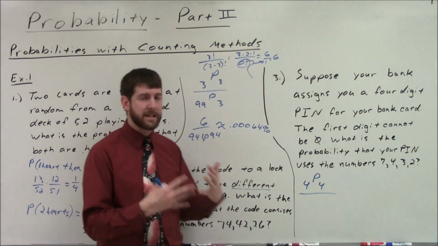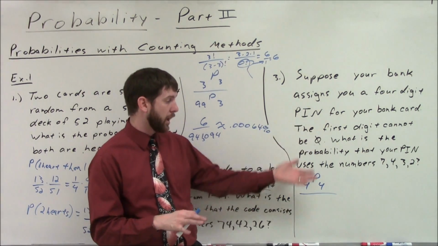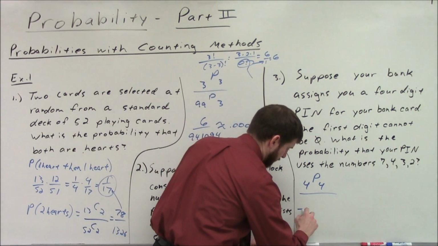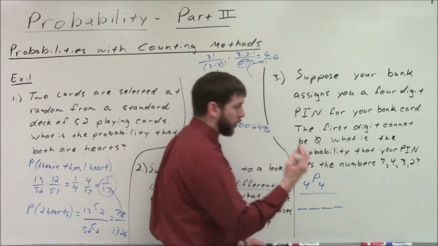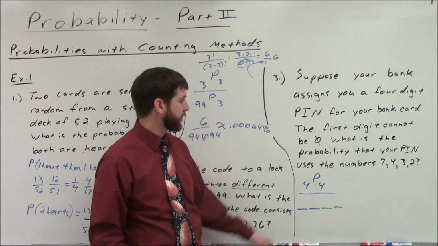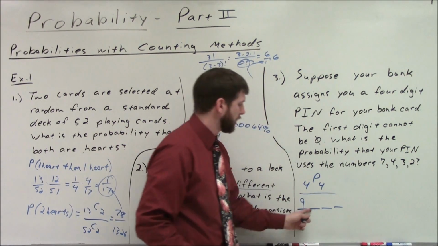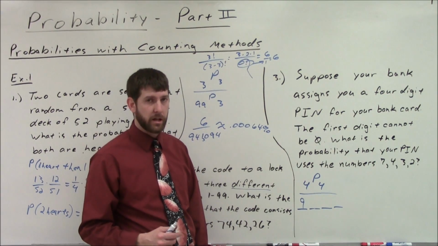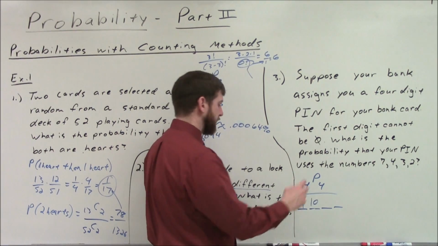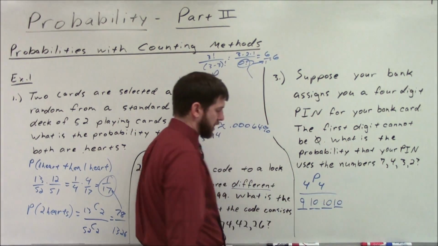So because items can repeat, we don't care about order and all that other stuff for the denominator, which is the possible pins. We care about counting principles. So we have how many slots to fill? 4. There are 4 digits. How many options do we have for the first slot? Well, the first slot cannot be 0, so we only have 9 options for that first slot. How many options do we have for the second slot? Well, it can be any digit, so there's 10 options. The third slot, any digit, 10 options. Fourth slot, any digit, is 10 options.